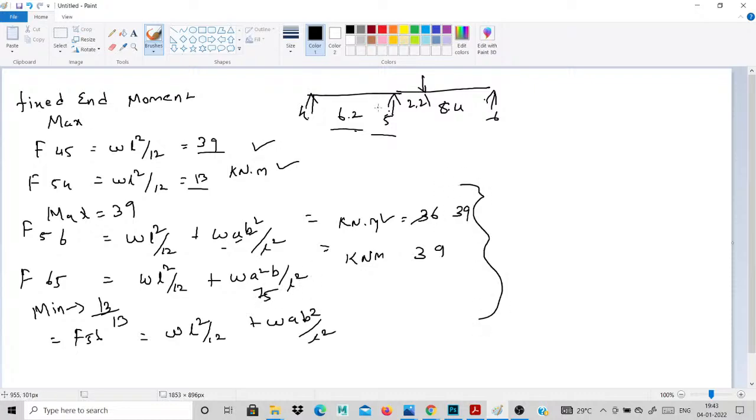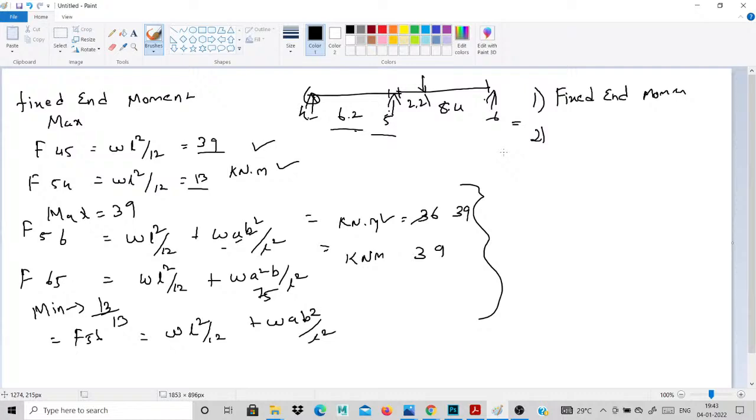The first step, you calculate the fixed end moment. This fixed end, this fixed end, this fixed end, and this fixed end: the four fixed ends are there. The first step is the fixed end moment. I take this maximum value and minimum value.